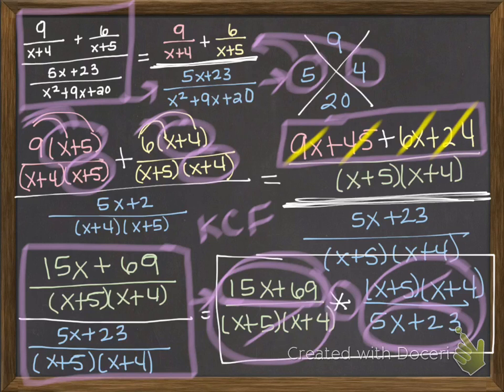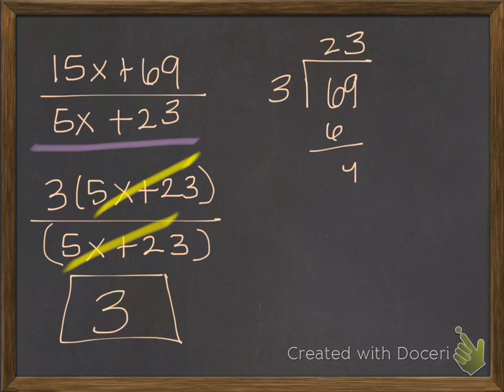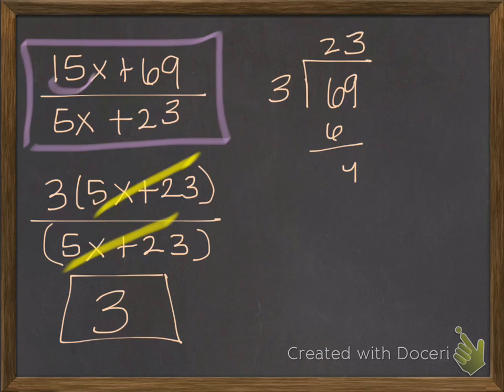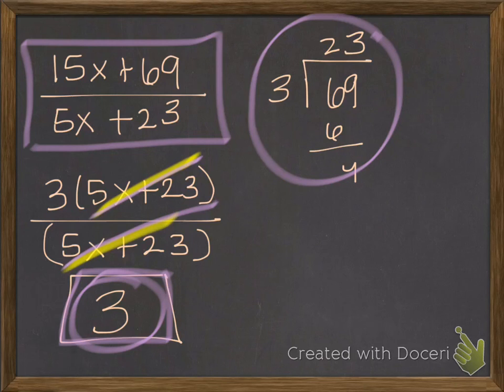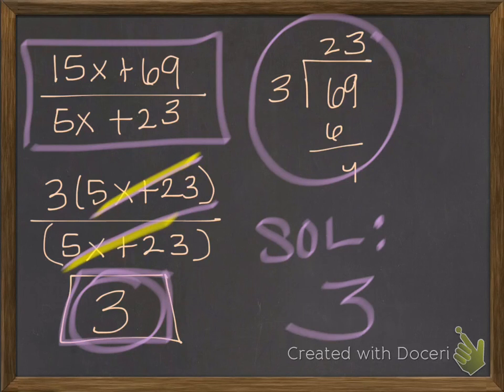Sorry, this is getting really messy. And that was right here. And then since we knew this 15 and this 5 were related by a 3, we went ahead and checked to see if this 69 and this 23 were also related by a 3. And we found that to be true in this scratch work right here. So that gave us 3 times (5x plus 23) over 5x plus 23, and those two things canceled out, leaving us with just a pretty 3 as our answer. So the solution for this guy was just 3.